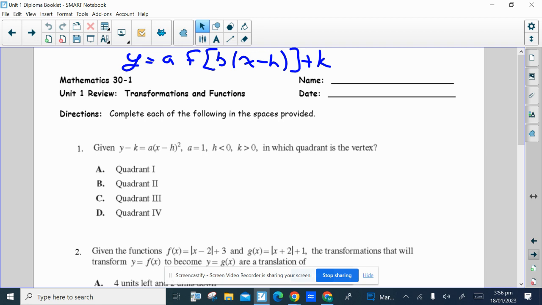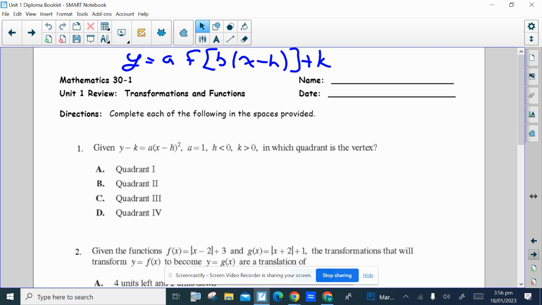you have to memorize what the four parameters do. And it's not necessarily what letter is used, it's the position that it's in. A is always in front of the function, B is always in front of the x. The x minus h is in brackets. H is hooked directly onto the x with a plus or a minus, and k is outside the bracket.